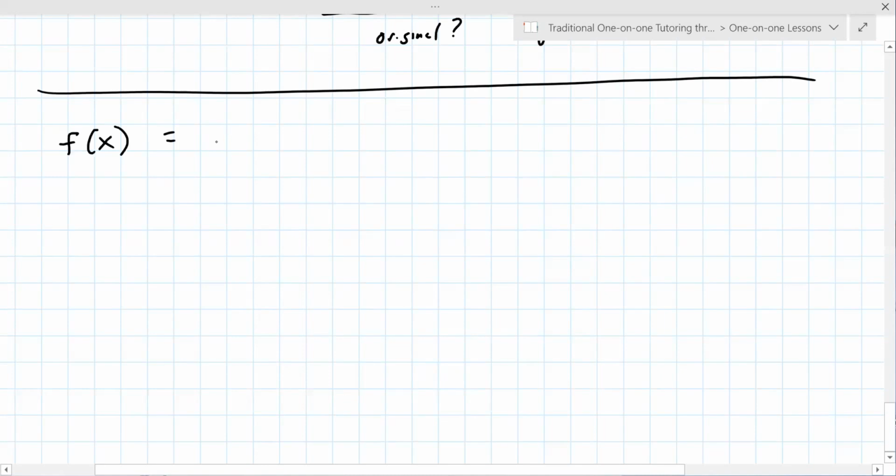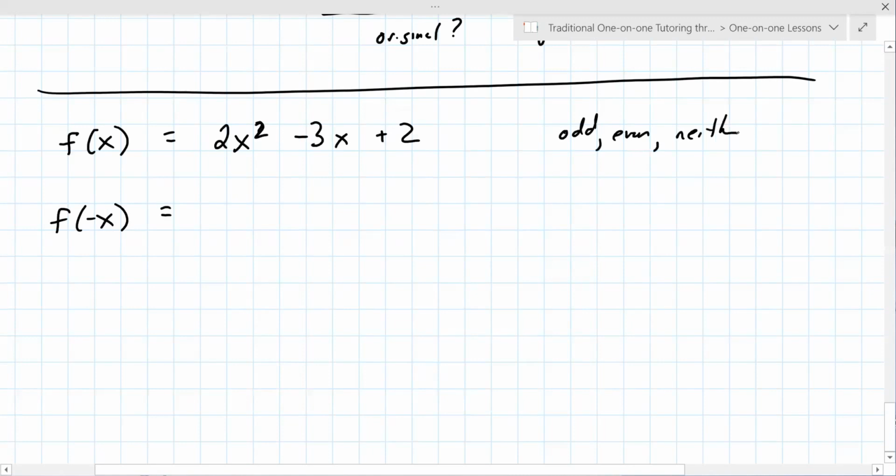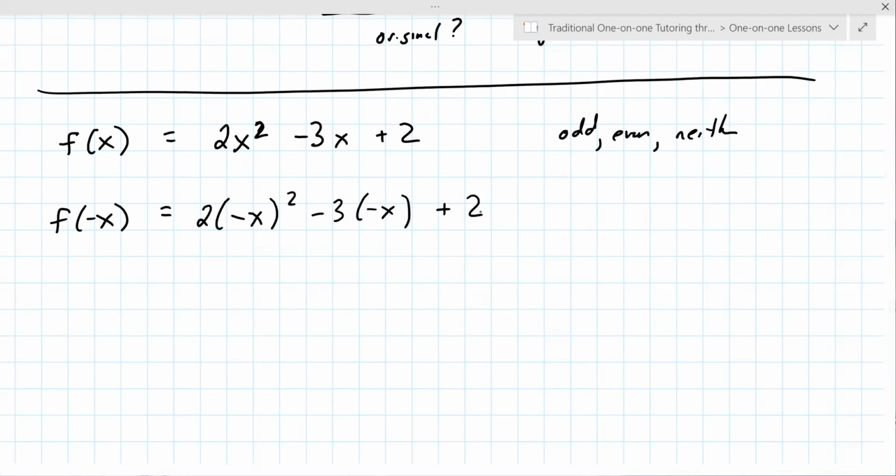So let's say I tell you it's 2x squared minus 3x plus 2, and you're going to find f of minus x. It doesn't matter whether it's asking for odd, even, or neither, you have to do this step. So it's 2 parentheses negative x squared minus 3 parentheses negative x plus 2. So take a moment here and see if you can simplify that on your own. If you can't, that's okay. I'll work it out with you, but go ahead and give that a try, please.